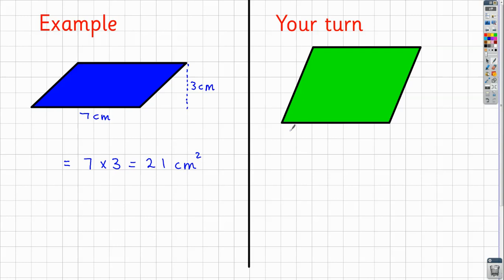Okay, let's have a look at this one. 1, 2, 3, 4, 5, 6, 7 squares across, and its height, again, we can either draw that on this side or we could draw it on here. We want the height straight up, 1, 2, 3, 4, 5 units. We do not want this diagonal length. We treat it just like a rectangle. Base is 7, height is 5. 7 multiplied by 5 is 35 square centimetres.